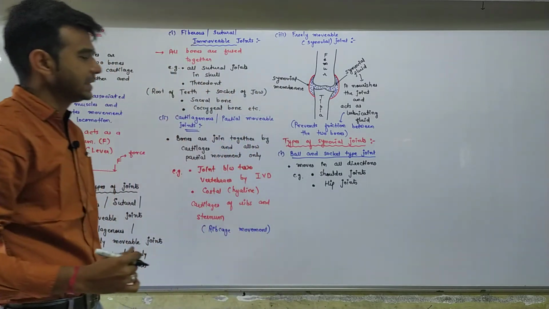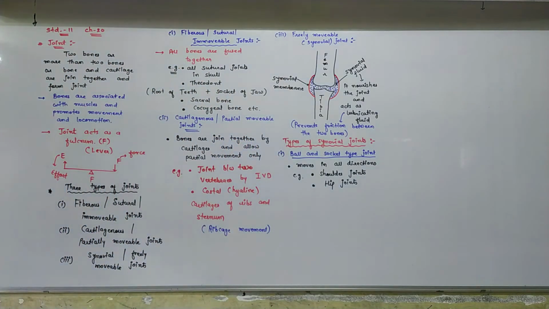So in our body, 2 joints are of ball and socket type. So shoulder joint between the humerus and glenoid cavity, hip joint, the joint between the acetabulum and the femur.